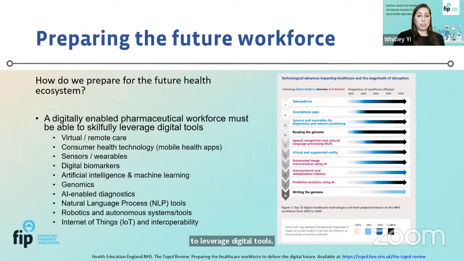And these tools range from understanding virtual care and remote care, understanding consumer technology or mobile health apps. We have sensors and wearables and ingestibles. Digital biomarkers are going to be a game changer in terms of what kind of both patient-aided decisions and clinician-aided decision-making can be made. And then artificial intelligence and machine learning is driving a lot, as well as genomics and AI-enabled diagnostics. And then our natural language tools, which we've seen a lot coming out in recent news with ChatGPT, for instance.